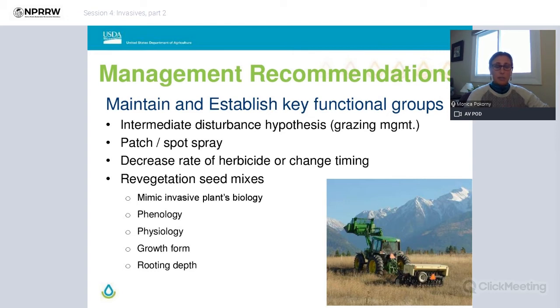And then if you're going to be establishing key functional groups through revegetation, make sure your seed mix has a real diverse group of species that fill different niches and would represent different functional groups. Particularly, it's important to have a species in there that mimics invasive plants' biology, and then vary the phenology, the growth form, and the rooting depth of those species.